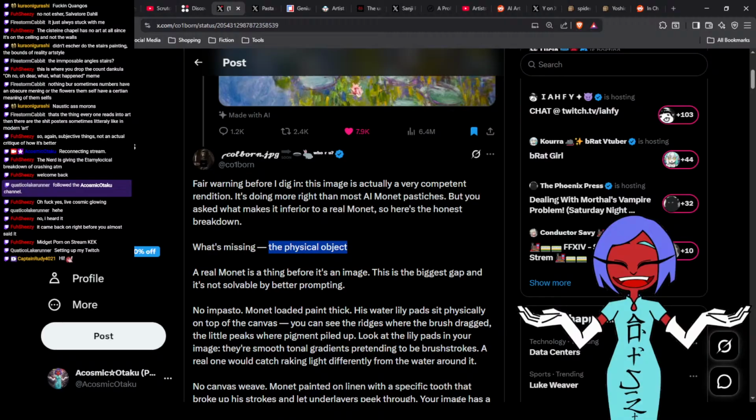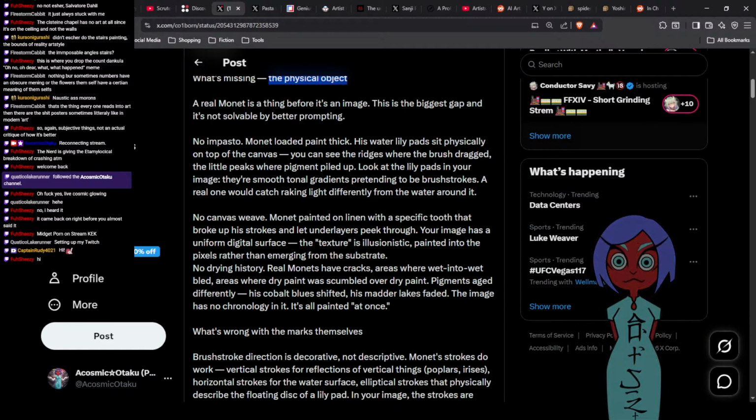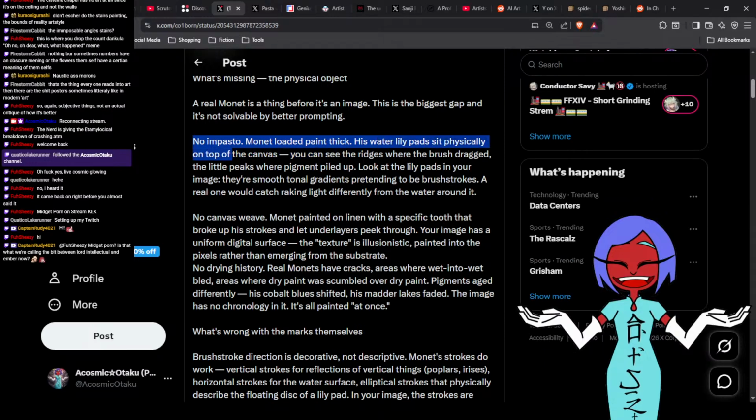I don't think that this will stand up to scrutiny, but let's give the devil his due, right? A real Monet is a thing before it's an image. Well, there's a non-statement if ever I heard one. This is the biggest gap, and it's not solvable by better prompting. Okay. No impasto. Monet loaded paint thick. His water lily pads sit physically on top of the canvas. You can see the ridges where the brush dragged, the little peaks where the pigment piled up.